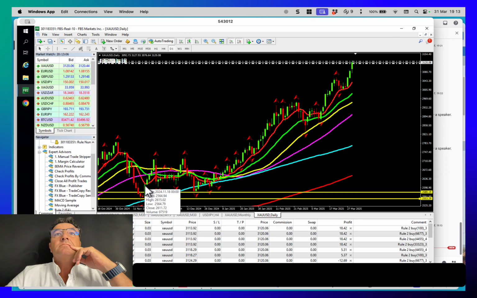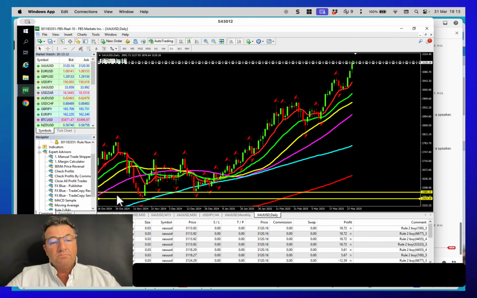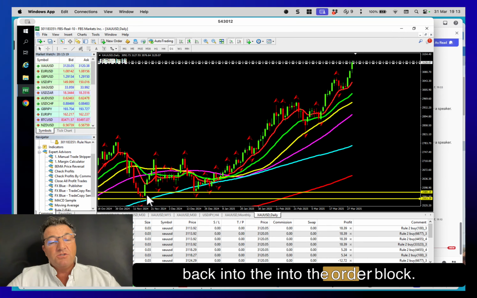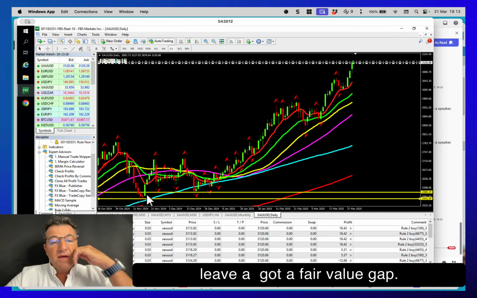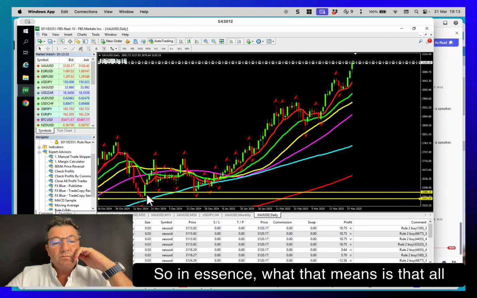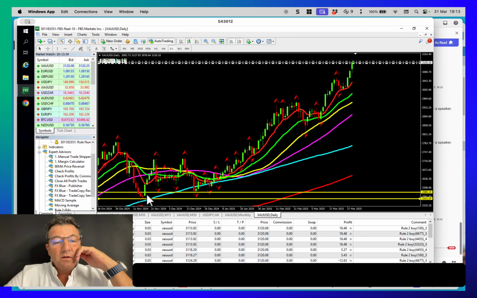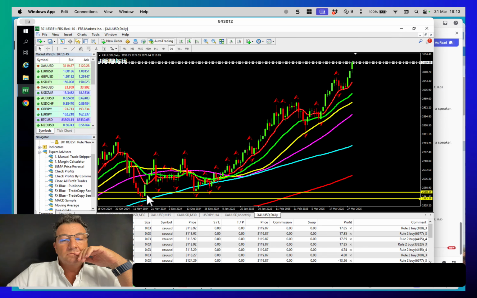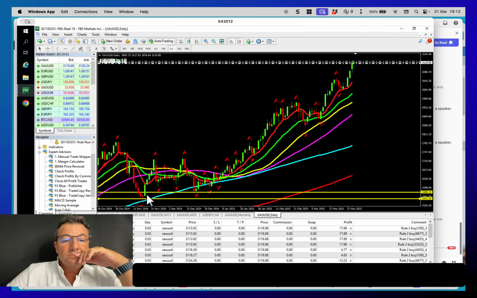Otherwise, it's mitigated price action and there's no order block. Say that again? Otherwise, it's mitigated if there's no fair value gap. So you're saying that if price retraces back into the order block and it doesn't leave a fair value gap, you can't have an order block? No, there's got to be the fair value gap. In essence, institutional investment at that order block has come in and created an inefficiency in price action, leaving a fair value gap behind, which means there's been an influx of investment at that particular point.